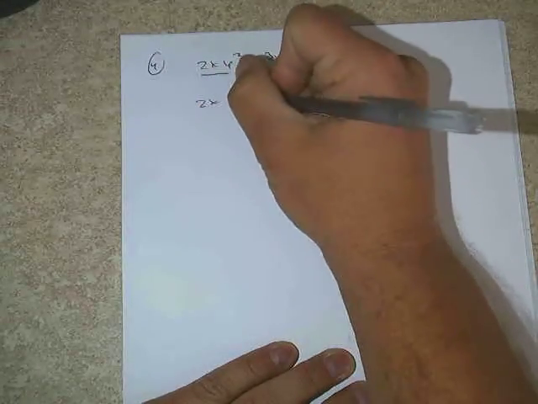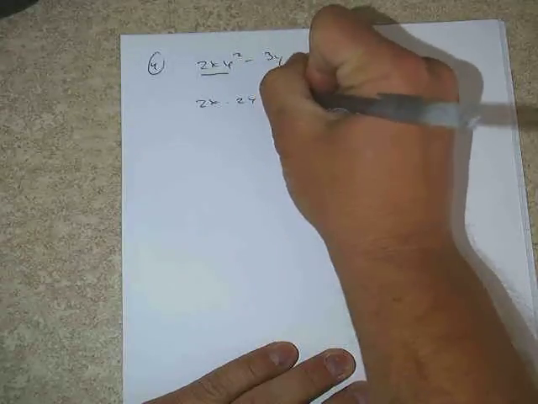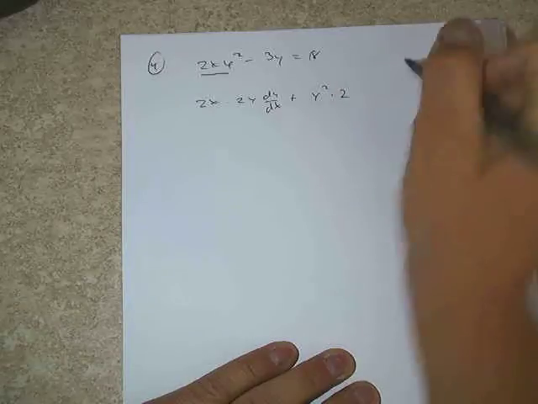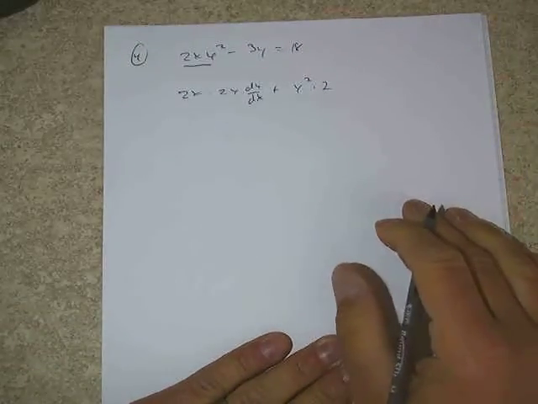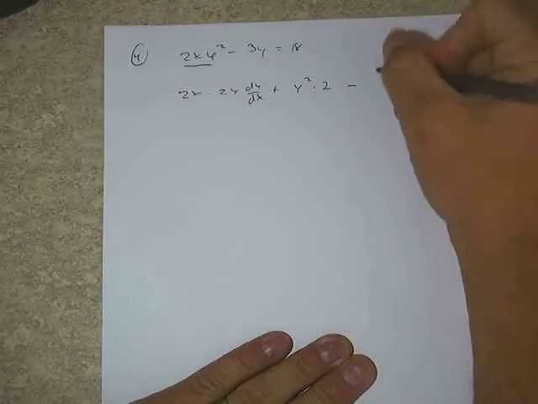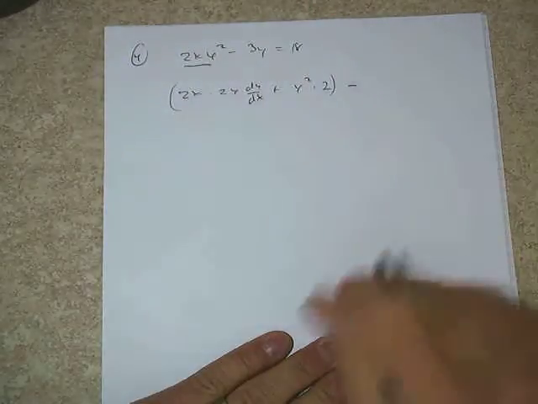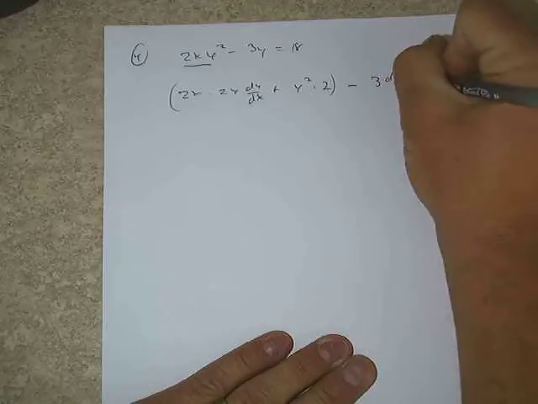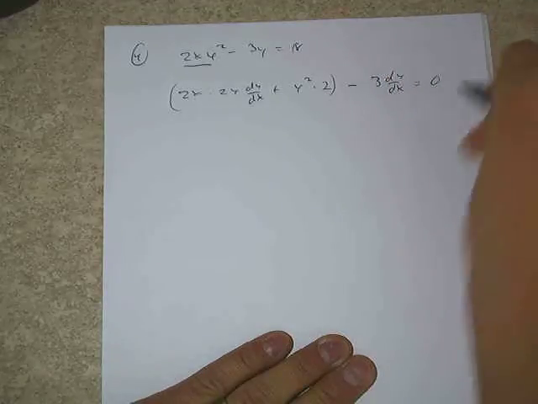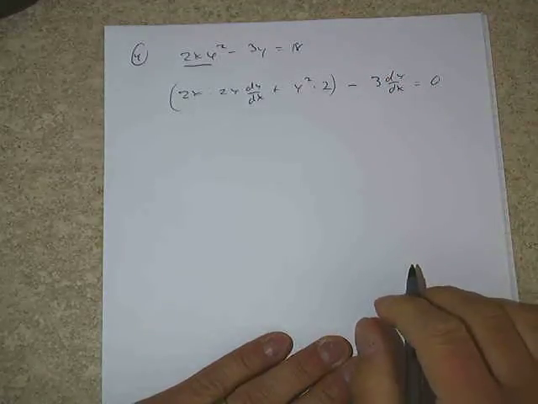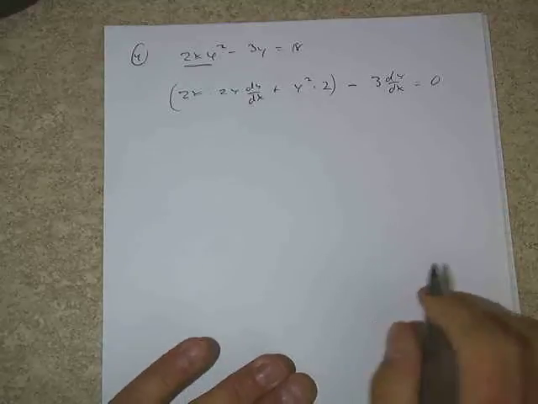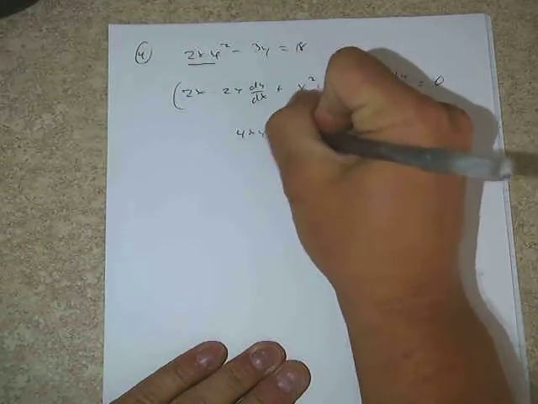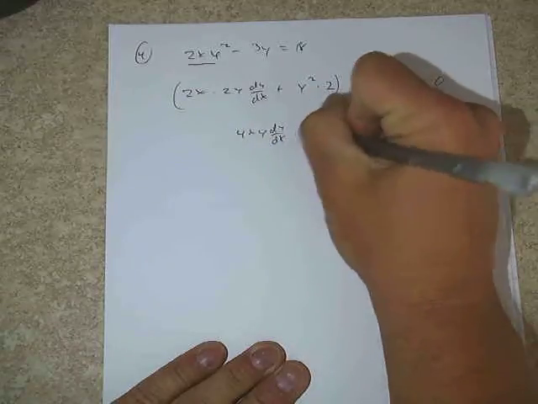Implicit differentiation. And what should come to mind as soon as we see that? The product rule. So the derivative, or first times the derivative of the second, would be 2y dy/dx, plus the second, y squared, times the derivative of the first, times 2. And then on the second part here, remember that right there is the derivative of 2xy squared. The derivative of 3y would just be 3 dy/dx. And the derivative of 18, of course, is 0.